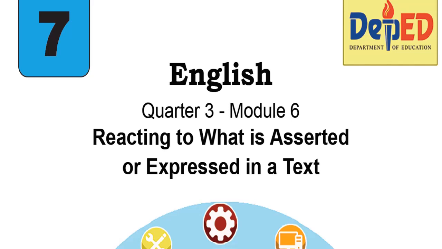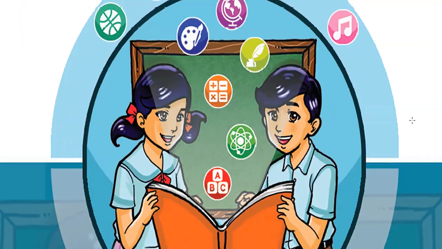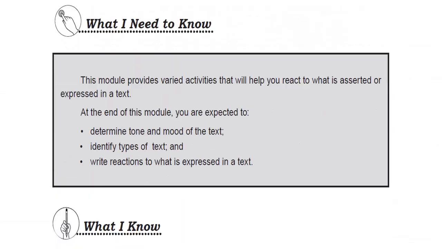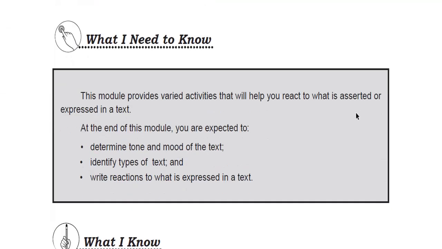Hello class, it's English time again, and for today we will be discussing Quarter 3, Module 6 in English. It is entitled Reacting to What is Asserted or Expressed in a Text. To begin with, let us have the objectives in this module, and they are found in What I Need to Know. So at the end of this module, you are expected to determine tone and mood of the text.